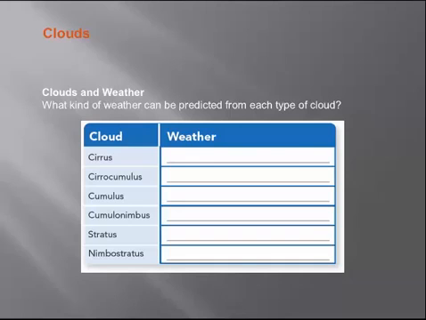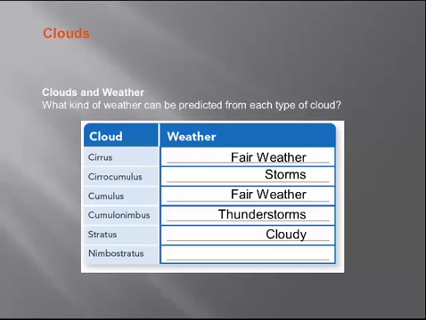Well, the first one, a cirrus cloud, usually gives us fair weather. A cirrocumulus cloud, typically we get storms. A cumulus cloud, fair weather. A cumulonimbus cloud, remember the term nimbus usually means rain, or always means rain. We get thunderstorms with cumulonimbus clouds. A stratus cloud gives us cloudy weather. Not necessarily is there going to be precipitation with this type of cloud. And then a nimbostratus cloud gives us drizzle, rain, or snow.